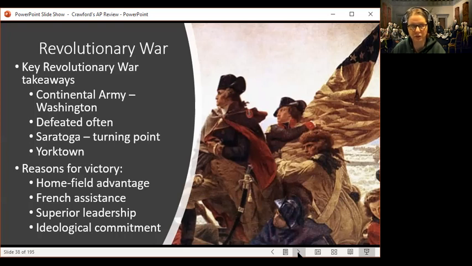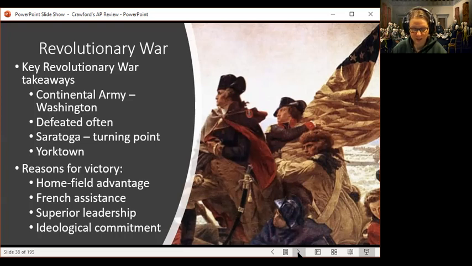So when we look at different things, we always look at turning points. This is a turning point in the war. It is where they convince the French to enter the war on the side of the Americans. And that is done with the help of Benjamin Franklin, who really is a great diplomat and negotiates with the French to get their help.